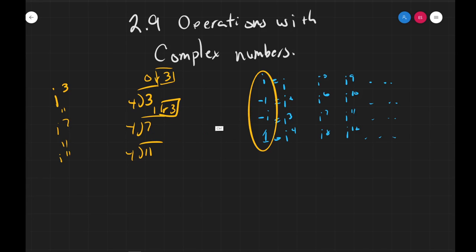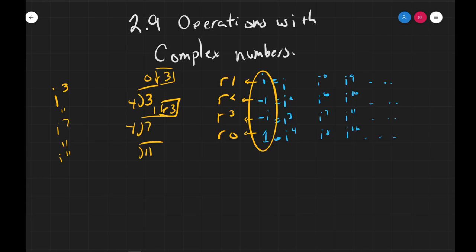So if we get a remainder of 1, we get positive i. If we get a remainder of 2, we get negative 1. If we get a remainder of 3, we get negative i. And if we get a remainder of 0, which might be a little counterintuitive, we get the number 1. Okay? And hopefully you can sort of see that.